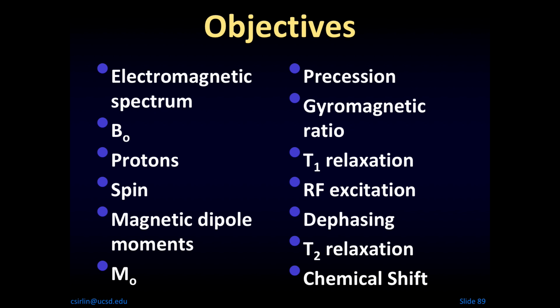Now, M naught is very puny. So how do we see M naught? We got to tip it into the XY plane. We got to tip it so that it's perpendicular to B naught. How do we do that? We send in a radio frequency pulse. What frequency? The frequency governed by the gyromagnetic ratio, the Larmor frequency. So then we tip M naught into the XY plane, and it starts precessing, and I didn't make that clear earlier, but it's precessing, and that precession gives off radio energy that we can then detect.